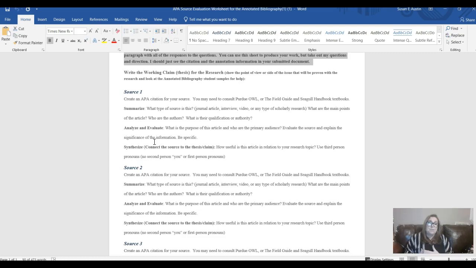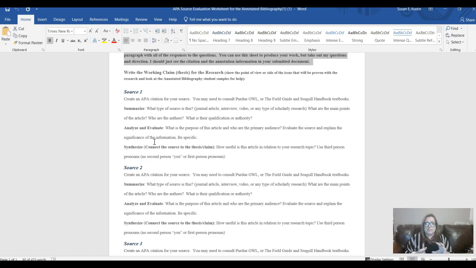Then I want you to synthesize. A lot of students are very familiar with summarizing and evaluating, but they're not familiar with synthesizing. So what synthesize means is you're connecting your research, your source, to your claim. That's why it's so important that I see that working claim. Then I want to see how this source that you found that you think is very important, I want to see how you tie that to your claim. So an example of a synthesis statement might be, this article proves that, and then you fill in the blank of what it proves, and therefore will be important to further this research.